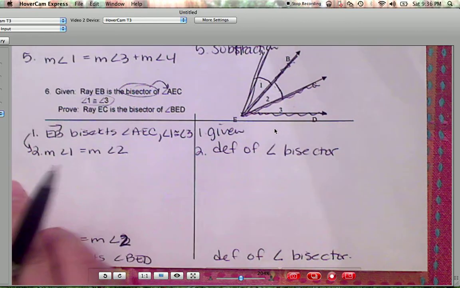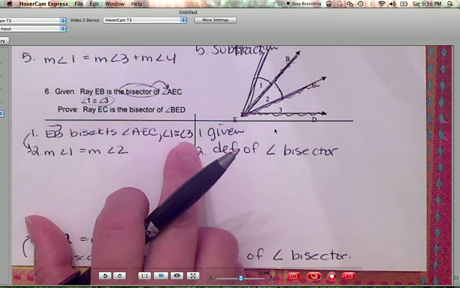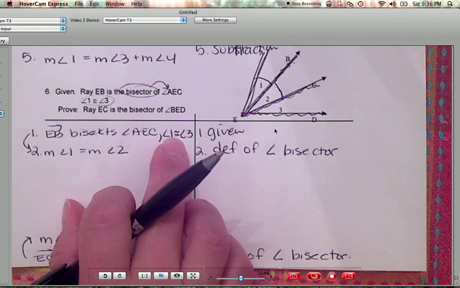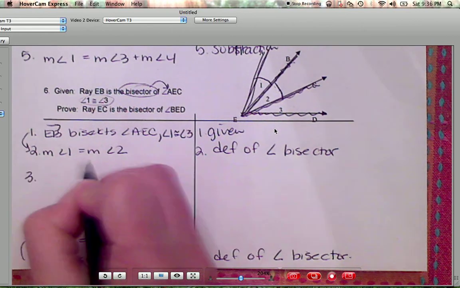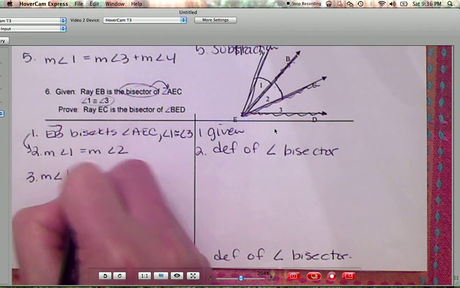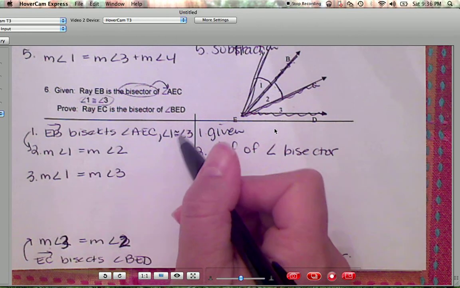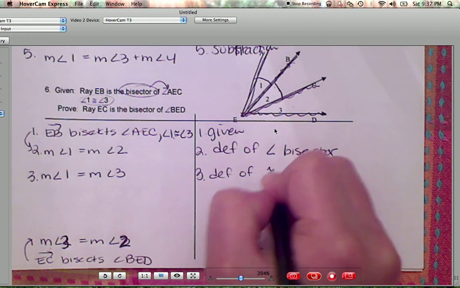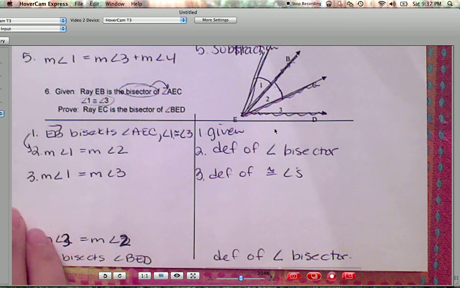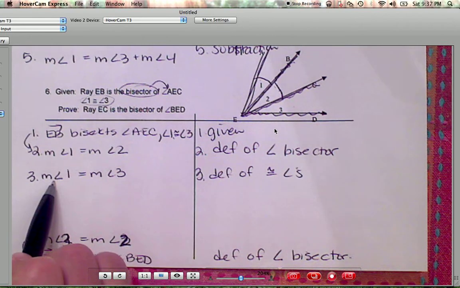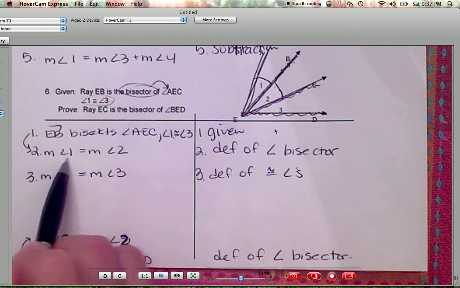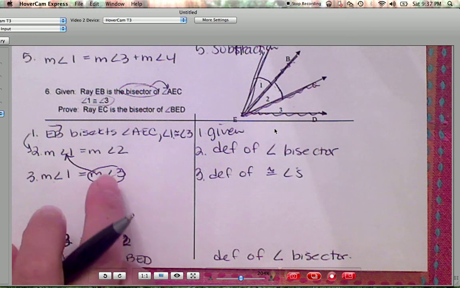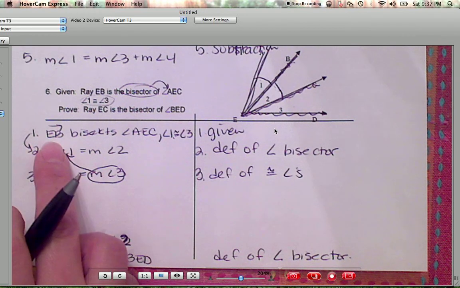So now if angle 1 is congruent to angle 3, we can't use this in here or plug it in here until we convert it to an equality. So step 3 would be measure of angle 1 equals the measure of angle 3, and anytime you convert from congruence to equality, that'd be definition of congruent angles. So now this step allows us to, instead of put angle 1 in here, put angle 3 in its place because it is equal to angle 1.